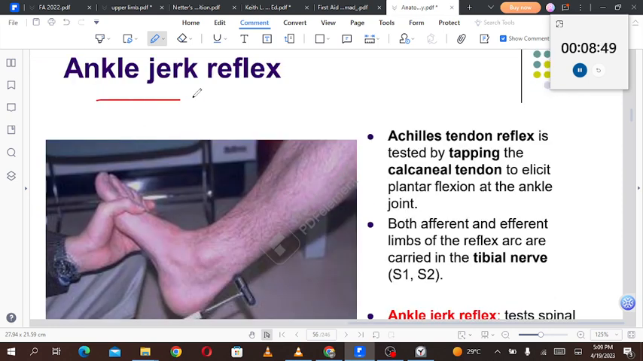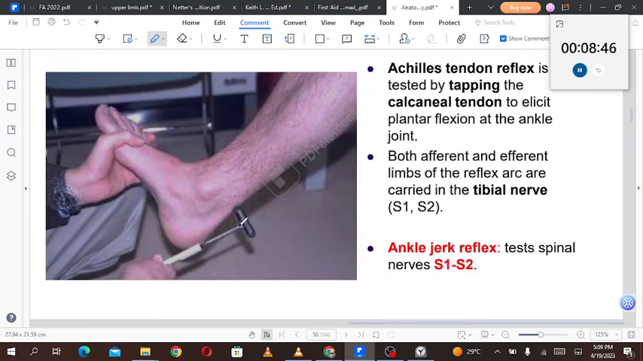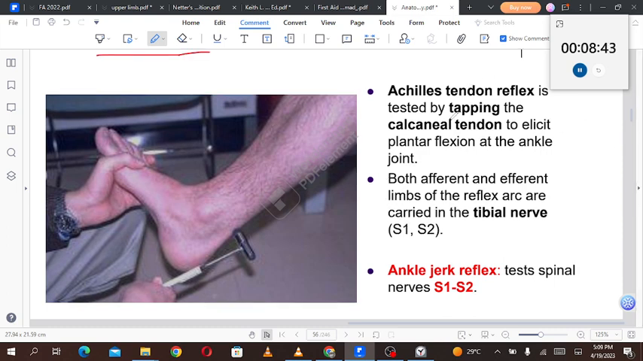Then we have the ankle jerk reflex. What are we checking in the ankle jerk reflex? We are hitting the Achilles tendon. The Achilles tendon reflex is tested by tapping the calcaneal tendon to elicit plantar flexion at the ankle joint. Both afferent and efferent limbs of the reflex are carried by the tibial nerve. In the case of the knee reflex, which we previously tested, both the afferent and efferent limbs were carried by the femoral nerve. Now for the Achilles reflex, both are carried by the tibial nerve. The tibial nerve root value is S1 and S2, and the ankle jerk reflex tests spinal nerves S1 and S2.